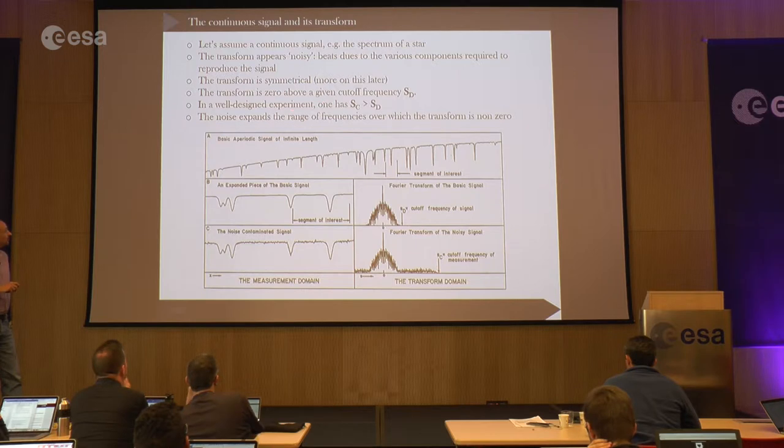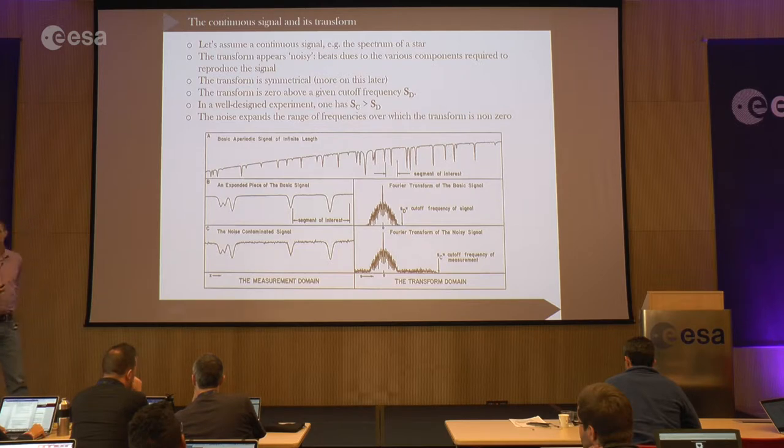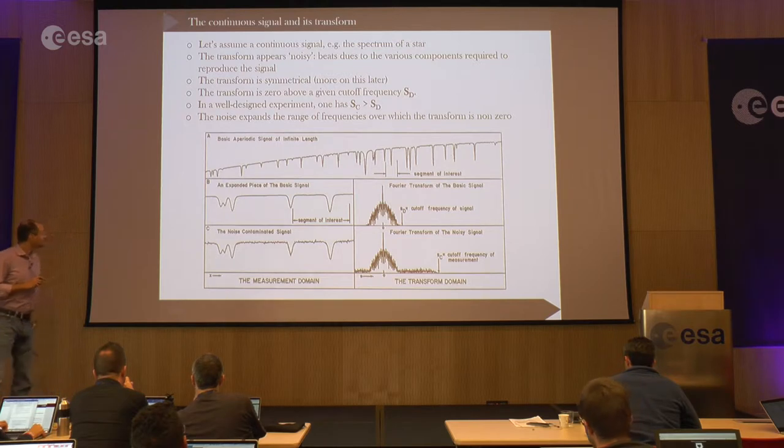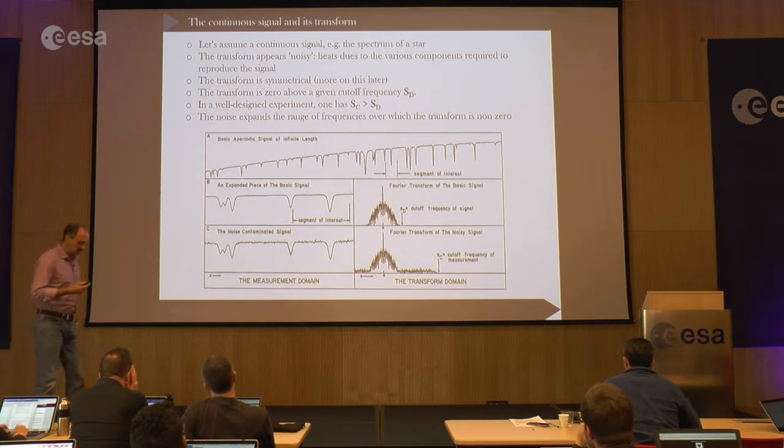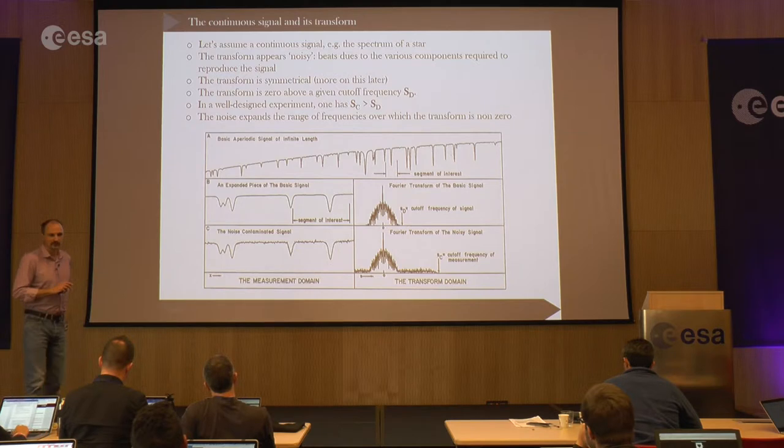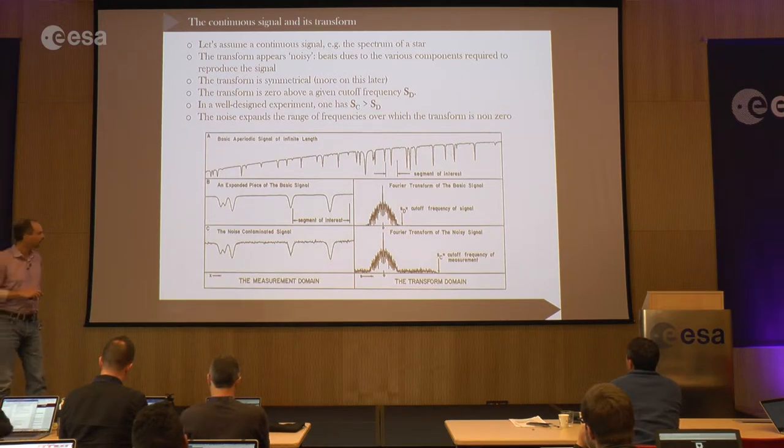If your experiment is well designed, the cutoff frequency of your noise should be higher than this, because your apparatus should not remove frequencies from the signal you want to measure. If your apparatus filters some of these frequencies in that range, it means you're removing information, so that would be bad. But the noise expands the range of frequencies over which the transform is non-zero. Generally noise adds power at all frequencies, and at higher frequencies than the signal itself. And SC here would be the cutoff frequency of your measurement system.